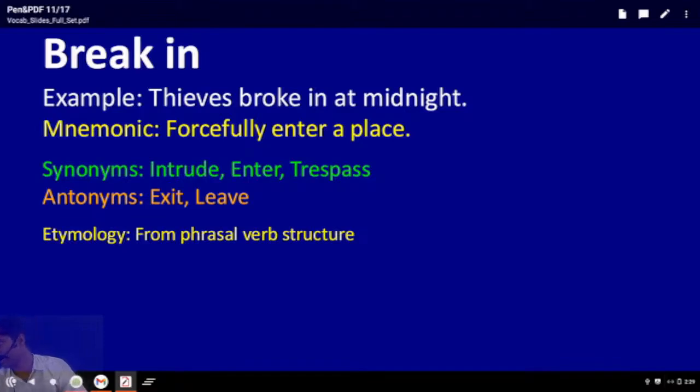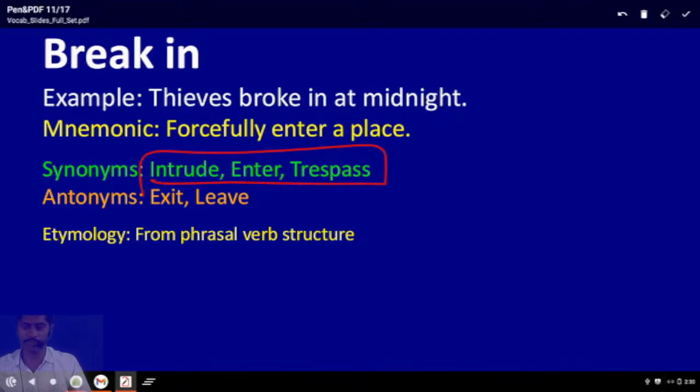Break in means enter a place without invitation, like thieves broke into the jewelry shop. Intrude, enter, trespass, forcefully enter a place. Have you ever broken into your own house from the back door, from the window, not from the main entrance, because at the main entrance your father is sitting? Men, you must have watched some second show movie. Never done that? Entering your own house secretly. So break-in means enter a place secretly or forcefully, especially without invitation.